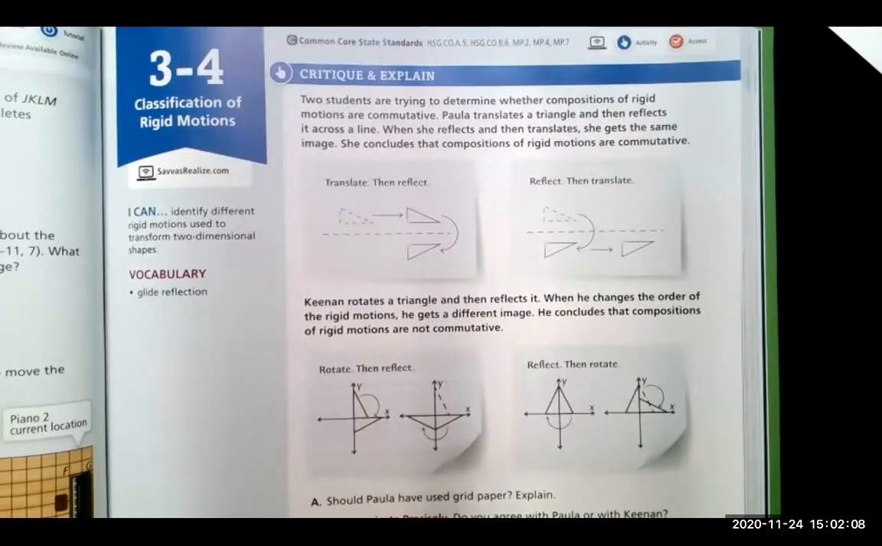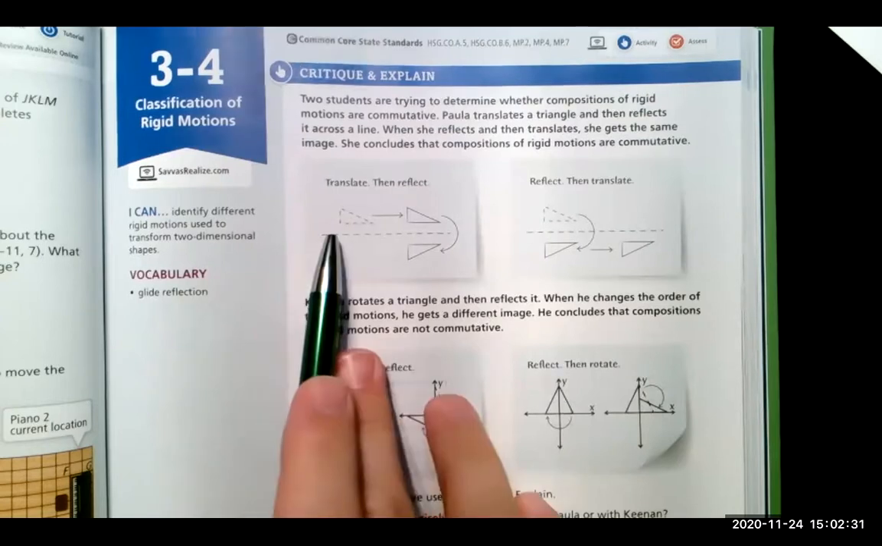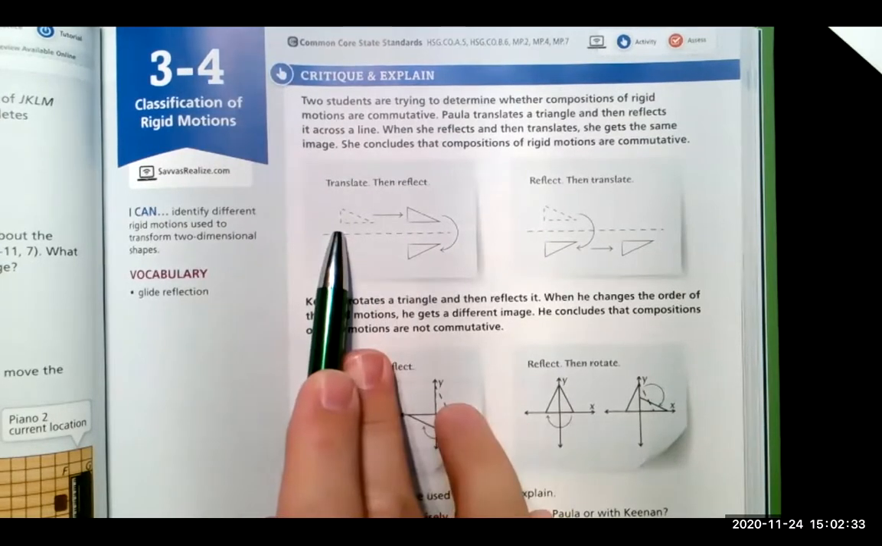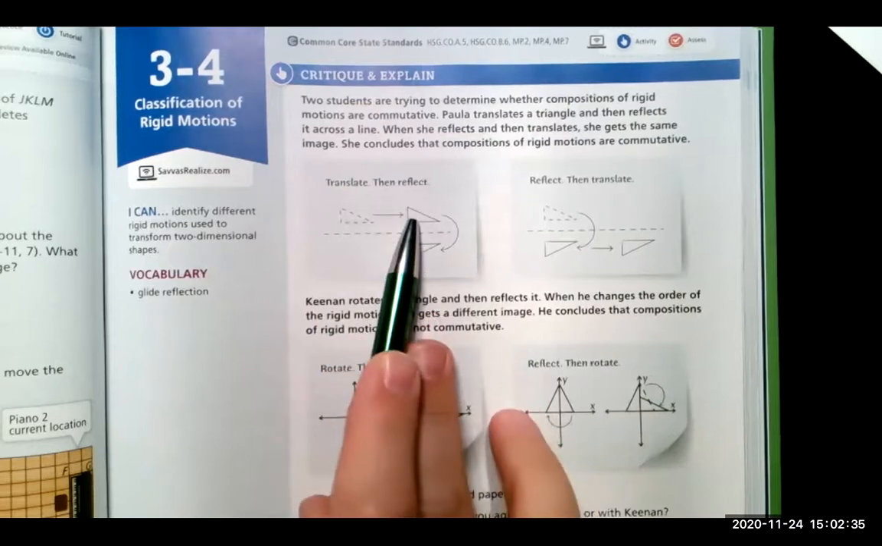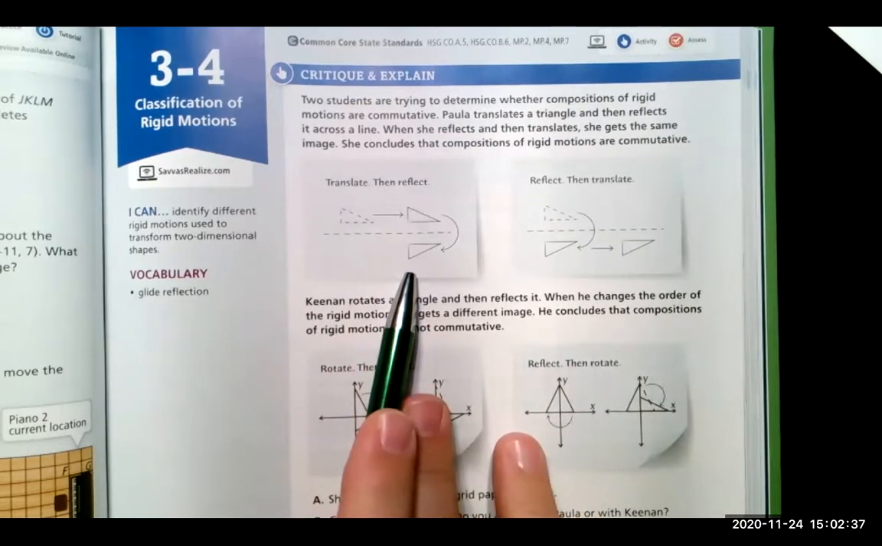Hello, everybody. We're going to take a look at lesson 3.4, which is talking about classifications of rigid motions. If you remember back a couple lessons ago, a rigid motion is basically when you apply some transformations and you end up with the same shape, the same size, the same angles. Sure, this shape can translate, so it can shift left or right or up and down, and it can reflect.